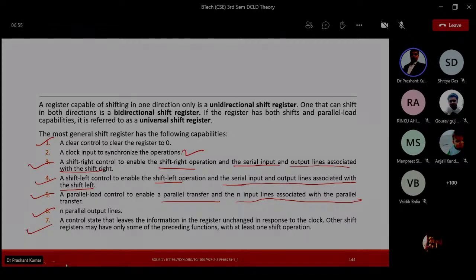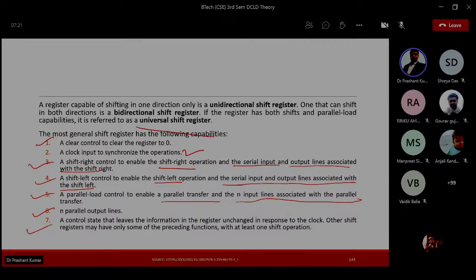Fine. So when you talk about unidirectional shift registers, or any other register, they may have only one shift operation, whether it is right shift or left shift. But if the register is bidirectional, generally it is referred to as a universal shift register.